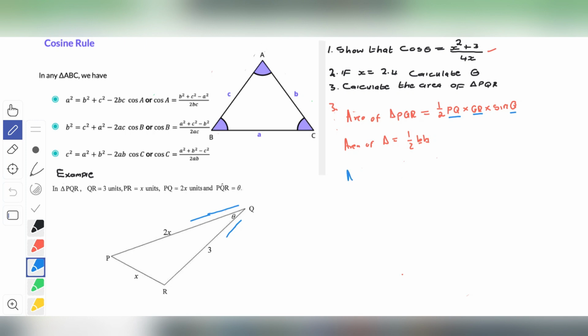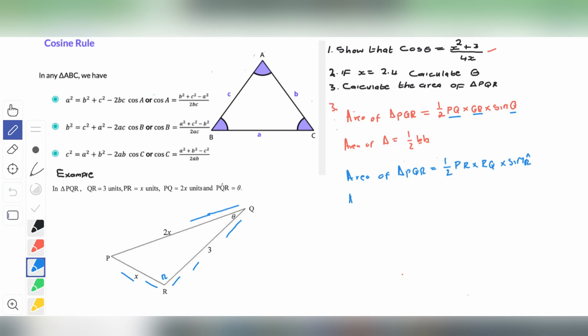For instance, we can also write the area of triangle PQR like this: 1 all over 2, and then we take this side, which is PR, and we multiply by this side, which is RQ, right? Therefore, multiply by sine of which angle? We check, okay, we used PR and RQ, and PR and RQ form angle R. Can you guys see it? So we're going to have angle R here, right?